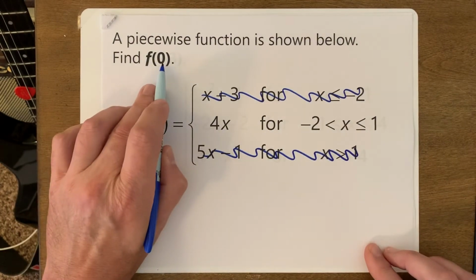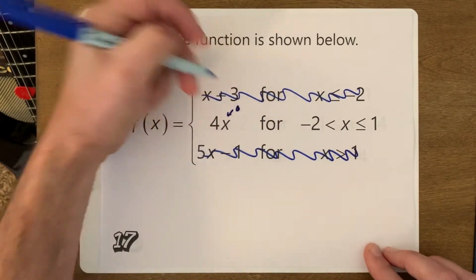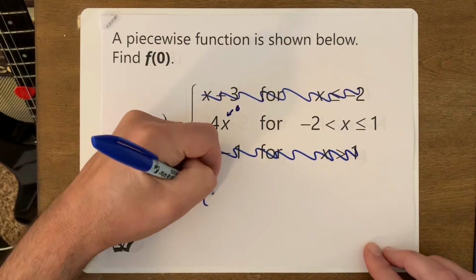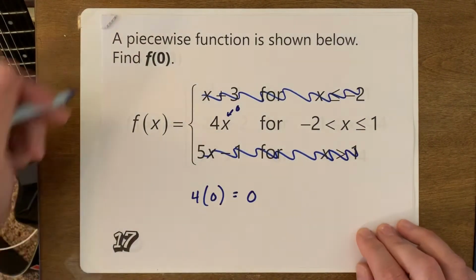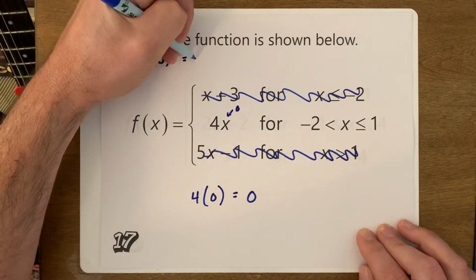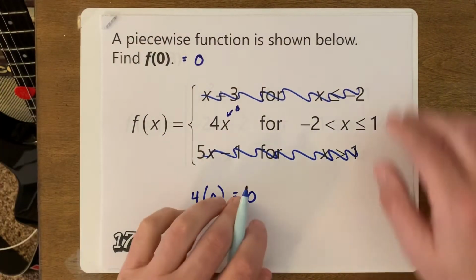So we're going to plug that 0 in right here, and now we want 4 times 0, which happens to be 0. So for this piecewise function, f of 0 is equal to 0. All right.